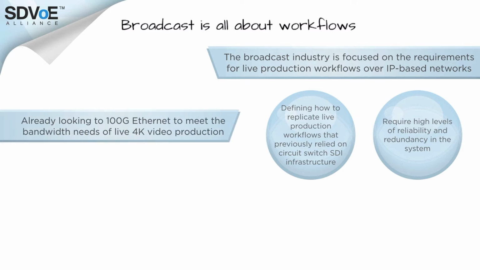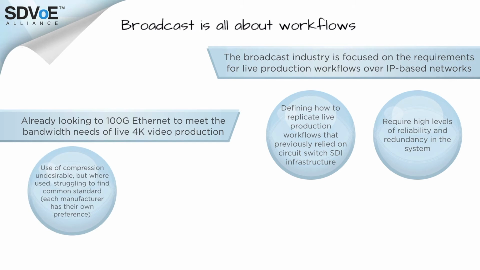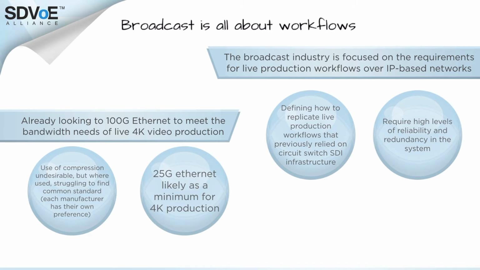Again, in terms of bandwidth, the broadcast world, especially in the production arena, is not very keen on using any form of compression. So they're already looking at 100 gig to meet the needs of 4K video production, and that's 4K up to 120 frames per second in some instances. If you want to do 4K as it's known today, for example 4K P60, then the bare minimum in broadcast is likely a 25 gigabit Ethernet network. As I said, without the use of compression. Where they have used it, it's lots of different flavors, lots of different standards. Every manufacturer has their own preference, so again, interoperability is an issue.